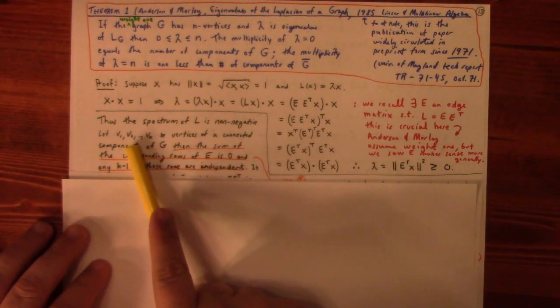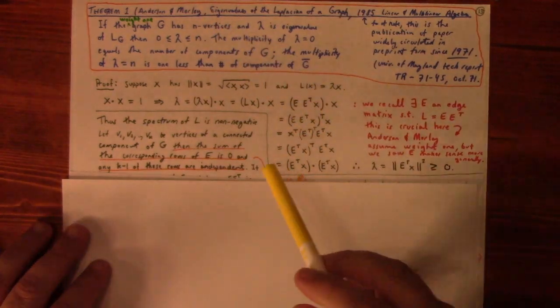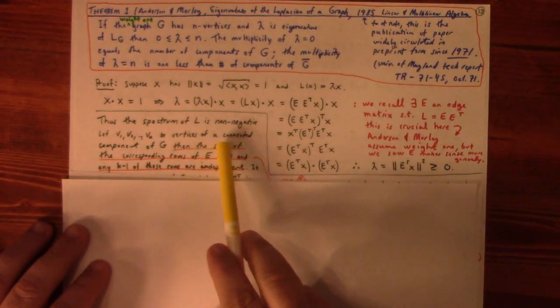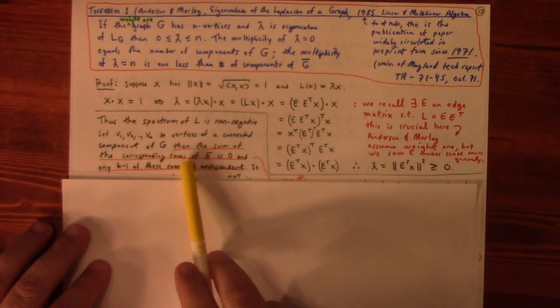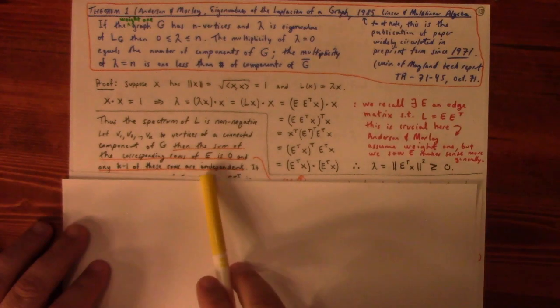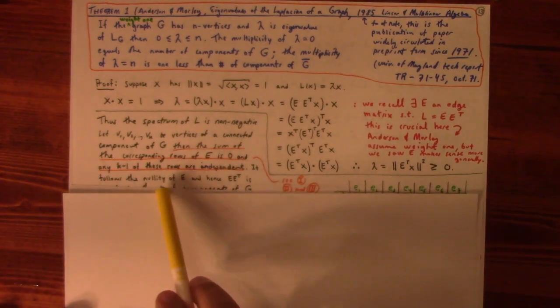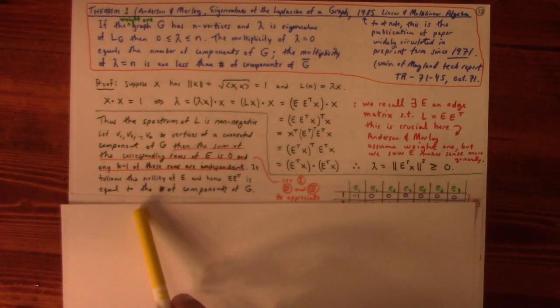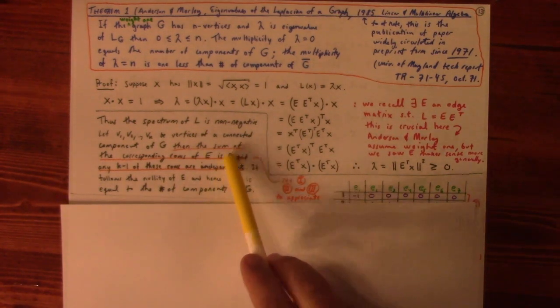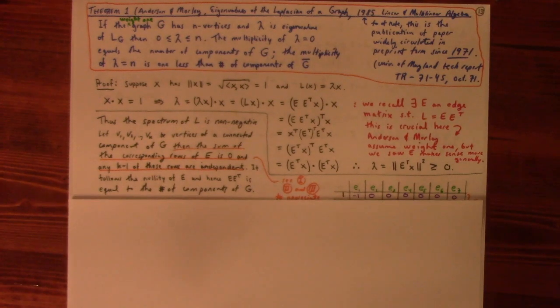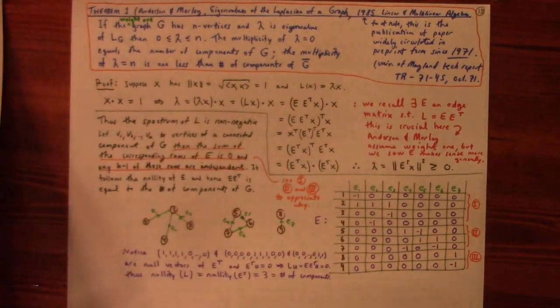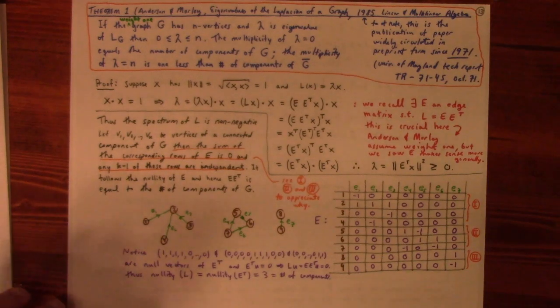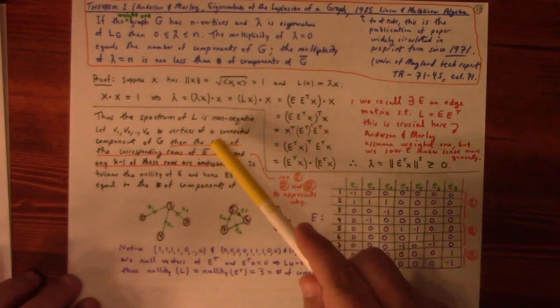Next, we're going to let V1, and I'm just following the proof in Anderson and Morley directly here, guys. So let V1 through Vk be vertices of a connected component of G. Then the sum of the corresponding rows of E is 0, and any k minus 1 of these rows are independent. It follows that the nullity of E, and hence E transpose, is equal to the number of components of G. So I read this, and they looked like words that made sense, but then I was like, what? Why? So I thought it would be helpful to actually give an example with some meat to it to try to digest this paragraph.